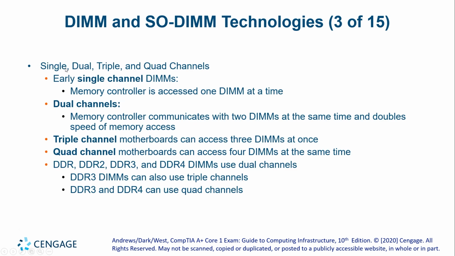Okay, so you've got 1, 2, 3, and 4 channels. Early single DIMMs, basically you can only access 1 at a time. Dual channels mean you can access 2 at a time. 3 channels, 3 at a time. 4 channels, and so on. So DDR2, 3, and 4 DIMMs use dual channels. DDR3 can also use 3 channel, and DDR3 and 4 can also use quad channels.